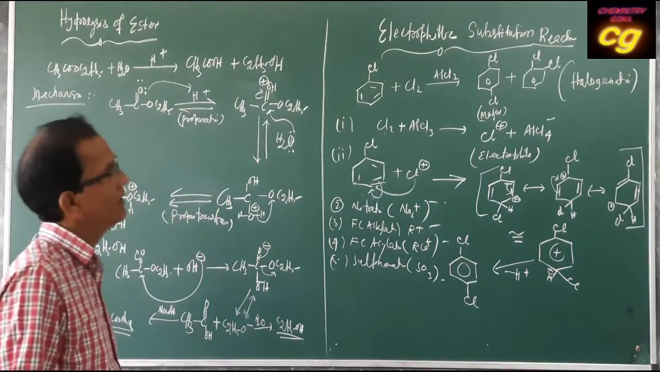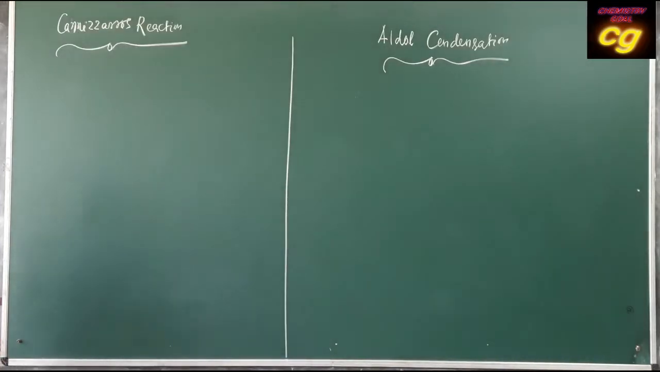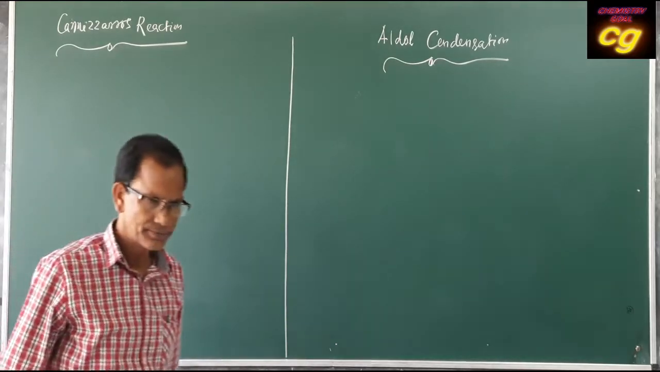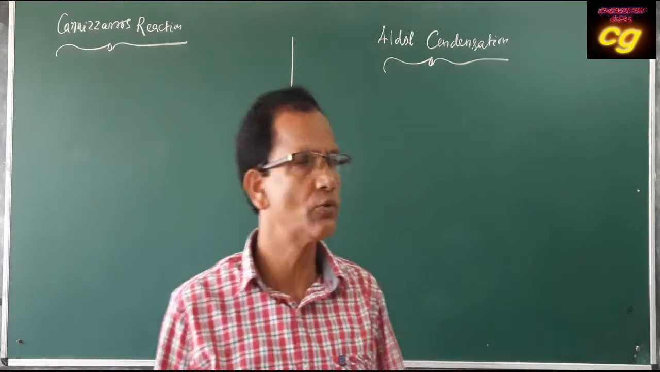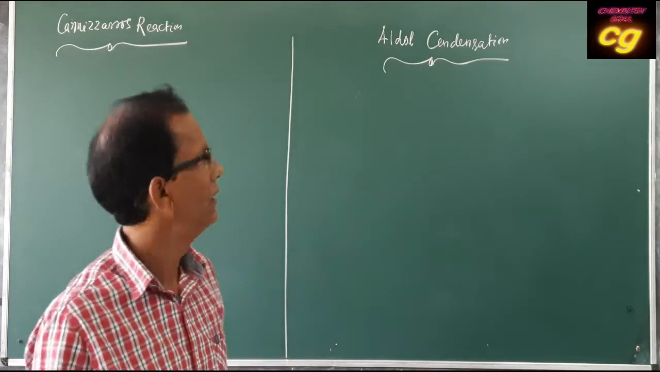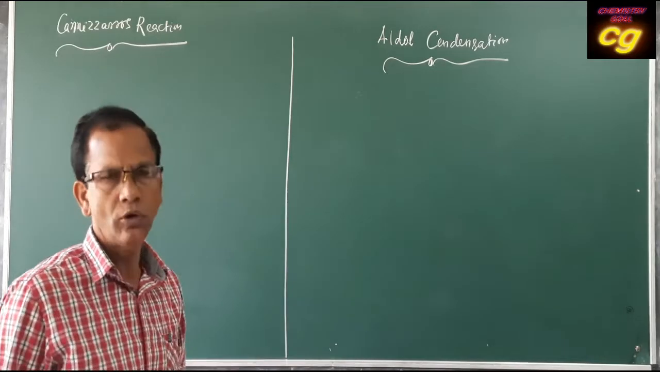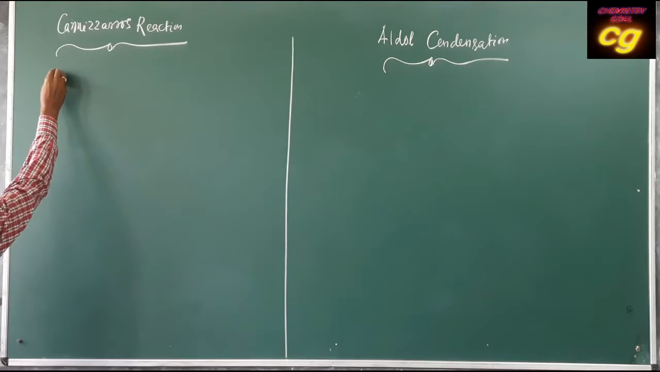Okay. Then next we will discuss. You finish this one. Next is Cannizzaro's reaction. In Cannizzaro's reaction, what happens? An aldehyde having no alpha hydrogen atom reacts with concentrated alkali forming alcohol and carboxylic acid. So this is called Cannizzaro's reaction.